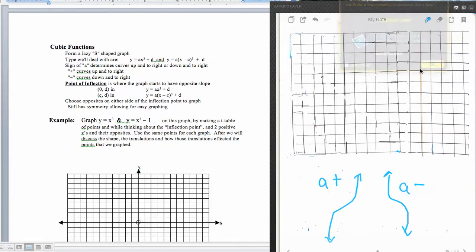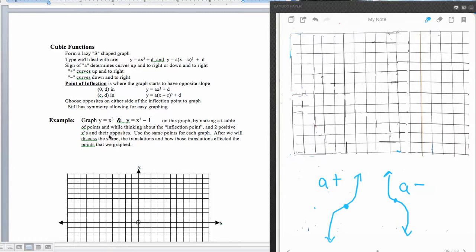Now on our cubic functions, we don't have a vertex. What we have is a point of inflection where the slope of the graph changes. So up here we have slopes that are all going one way, and then we have slopes that change here in the middle of this. And so we call this a point of inflection here. So that's what's going on in those instead of that vertex point.